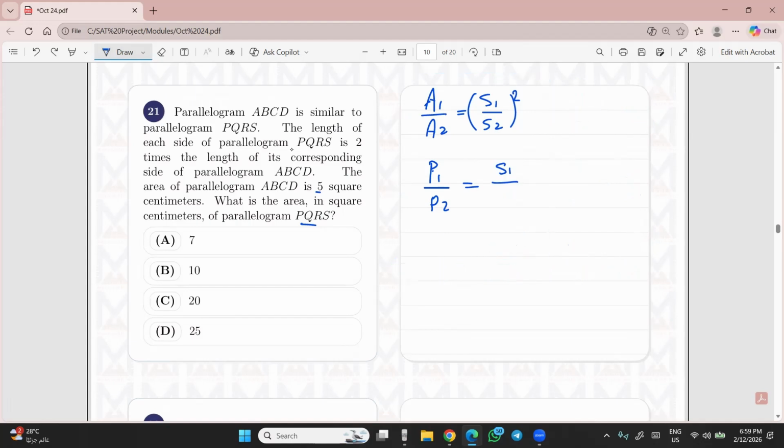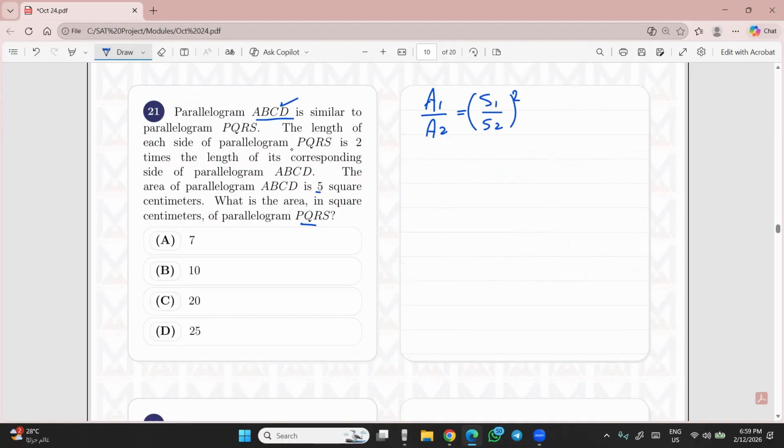So here we use the first one because we are talking about only the area. So area 1 over area 2 is equal to side length 1 over side length 2 all to the power of 2. But the very important thing here is to be aware to write which one up and which one down. So we consider this first. Area 1 is corresponding to this one.